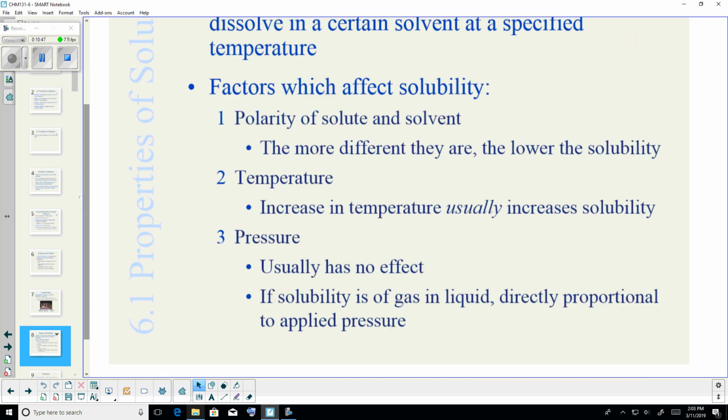Pressure usually has no effect on solubility unless you have a gas. The solubility of a gas in a liquid is directly proportional to applied pressure.